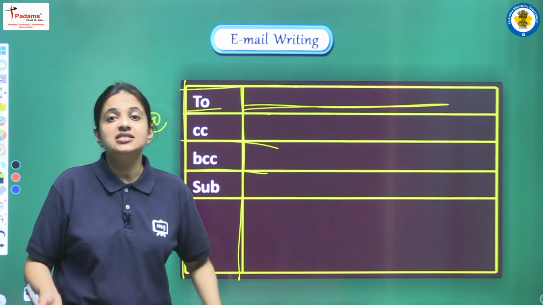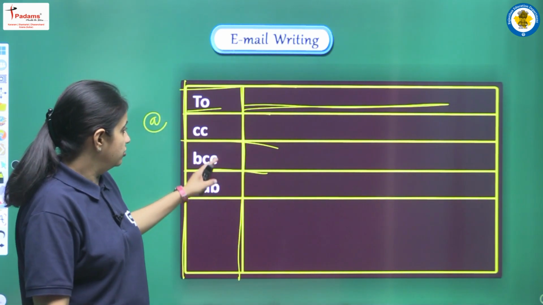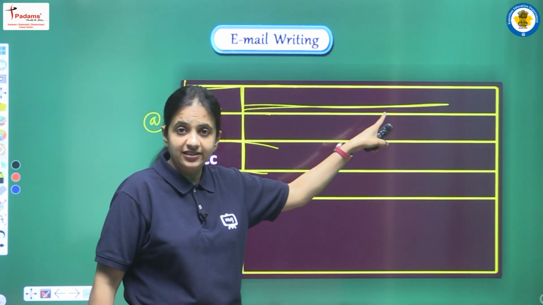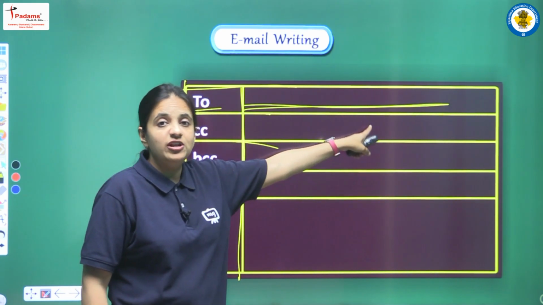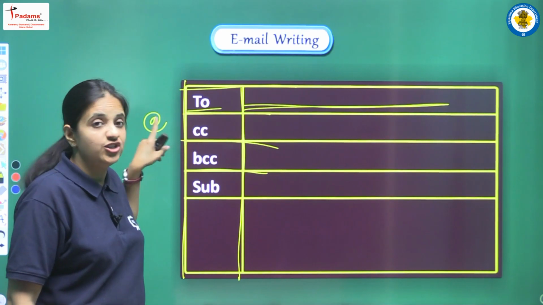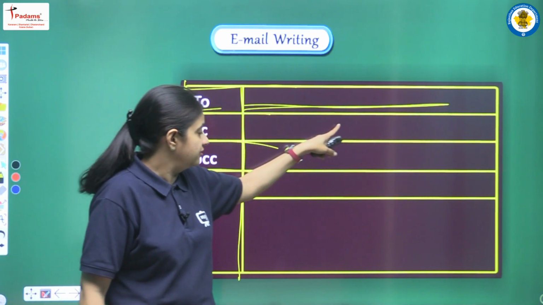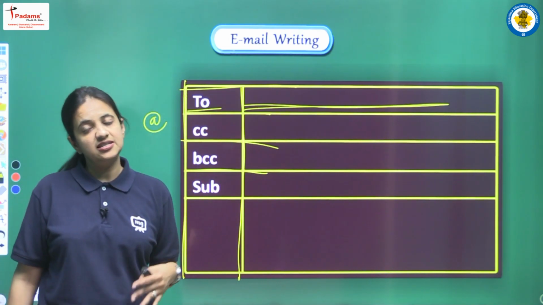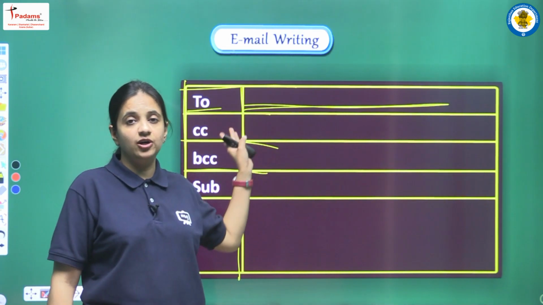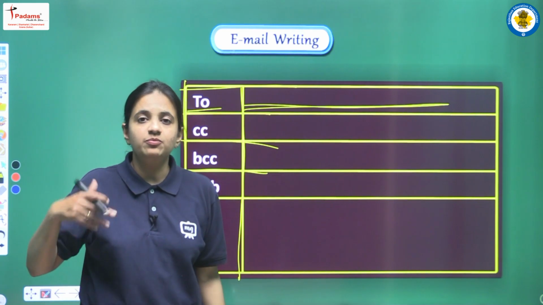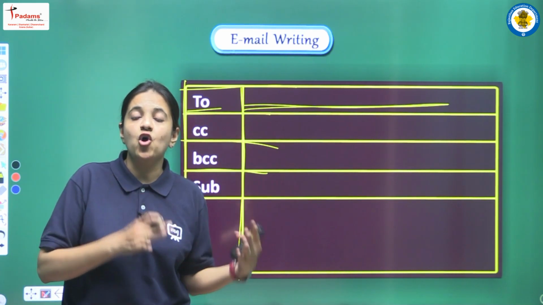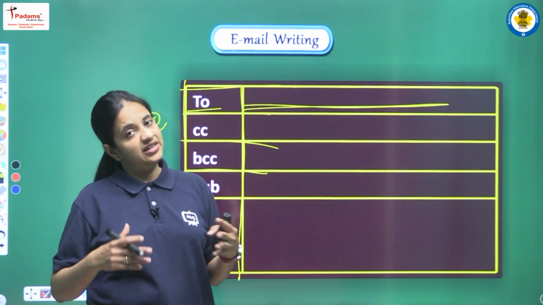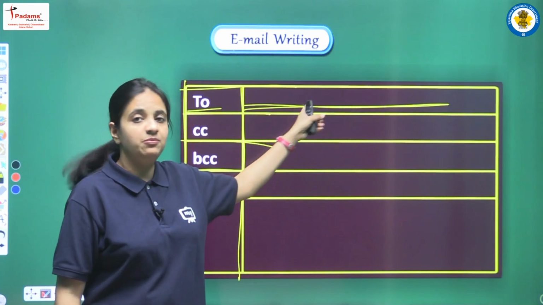Next we are having CC. CC means carbon copy. So here you don't need to write anything. This column will be empty, but yes, you have to mention CC here, and in this space you don't need to write anything. Why? Because CC means carbon copy. Generally here we write the email address of the person whom we want to send the copy of this mail. But in our examination we can leave it blank.